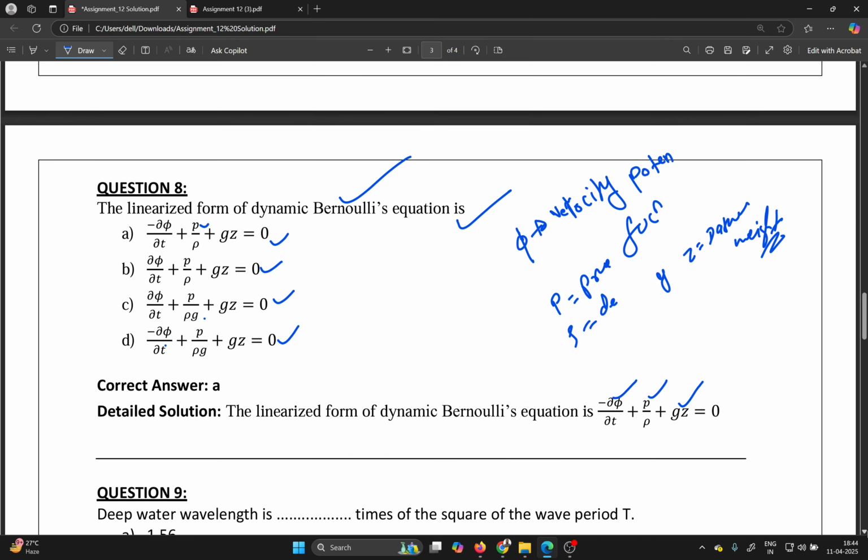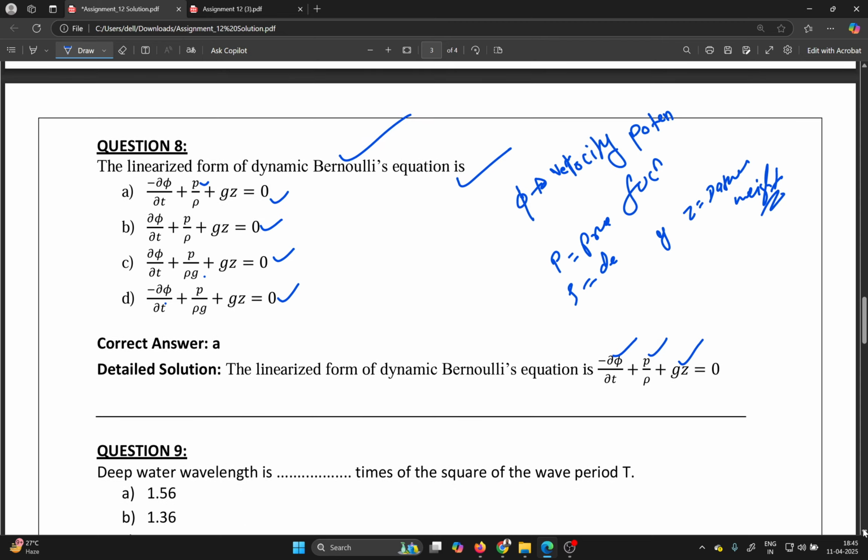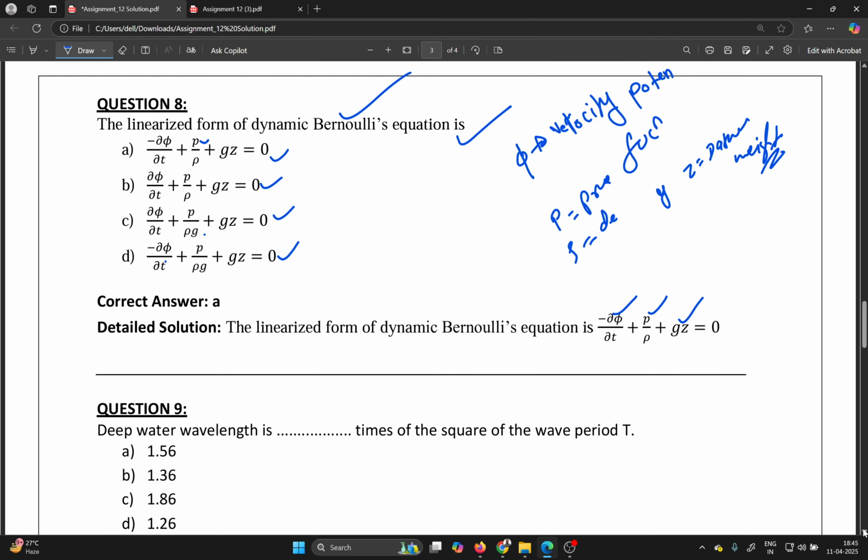Next, question number 9 is: the deep water wavelength is how much times the square of the wave period T. Here is another formula based question. Whether 1.56 times, 1.36 times, 1.86 times or 1.26 times. Which option will be correct for question number 9?